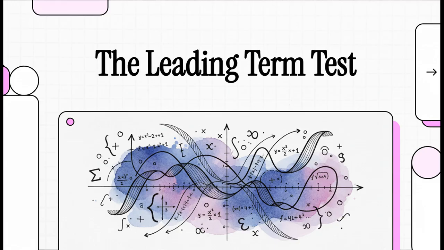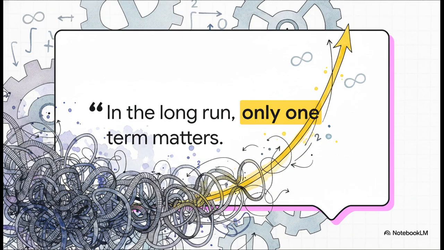Let's do this. So get this. This one idea is the secret mantra for everything we're about to do. In the long run, only one term matters. I know, it sounds way too simple to be true, right? But trust me, this single principle is the key that unlocks the big picture hiding inside all those complicated functions.